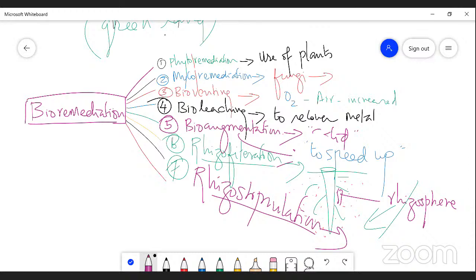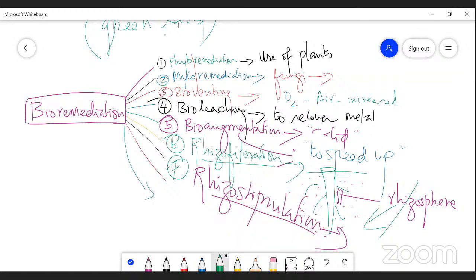So rhizostimulation is a process by which the microorganisms involved in degradation or the bioremediation process are going to be increased in their rate of growth. That is called rhizostimulation. The last one is the composting process.